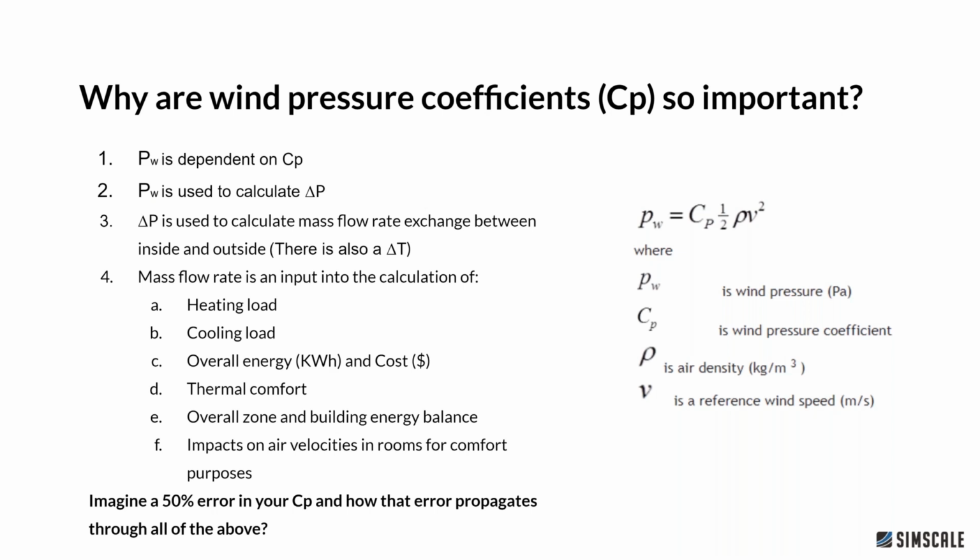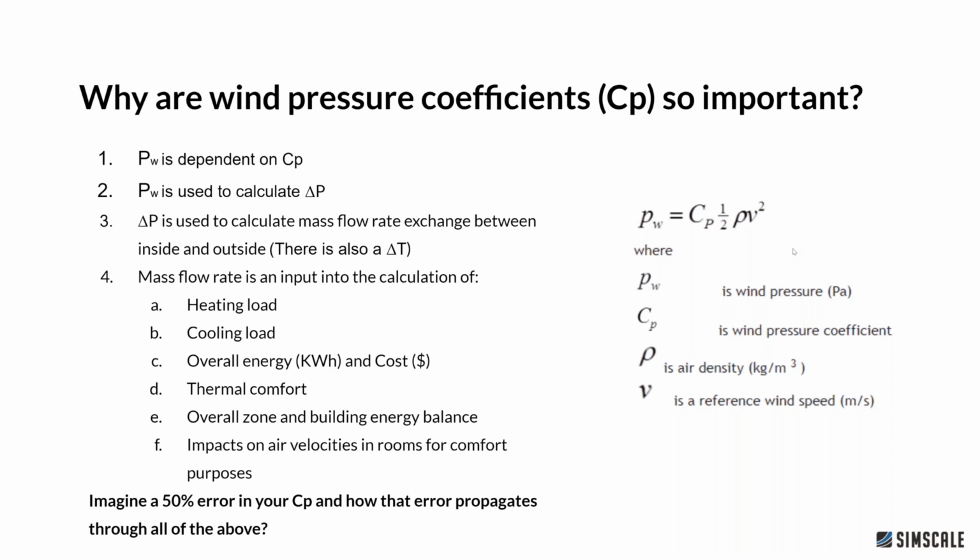So what we're saying here is that PW is your wind pressure, which is dependent on your wind pressure coefficient, which is CP. If you look on the right, you can see a basic equation which defines wind pressure: PW equals CP times half rho V squared. Now, rho is the density of the air, and V is the reference wind speed, or wind speed velocity at your opening or building height.